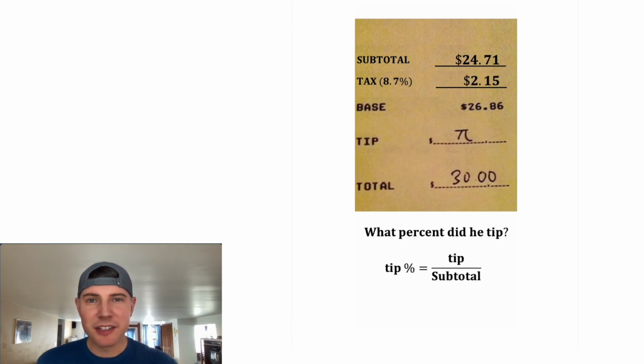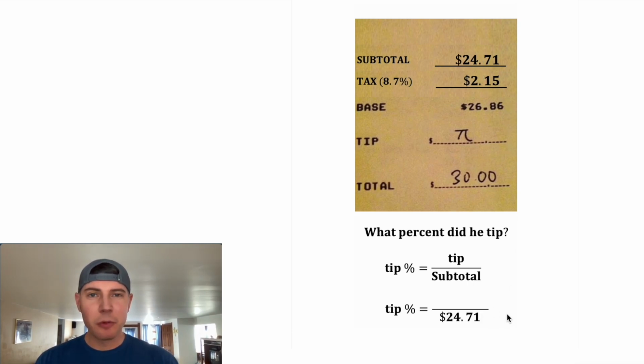We're now ready to find the tip percentage. So we can break down this fraction. The subtotal is 24.71, and the tip was pi dollars. And this divided by this gives us 12.7%. And that is the answer to our question.